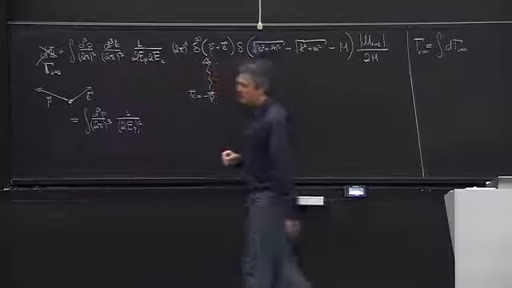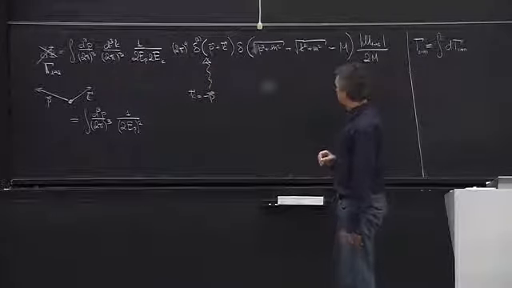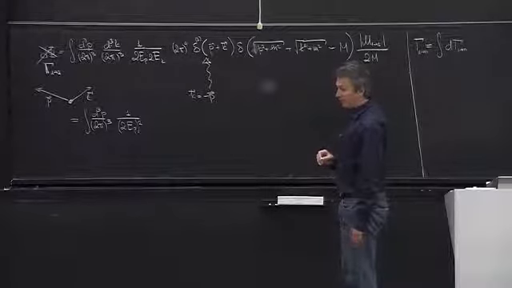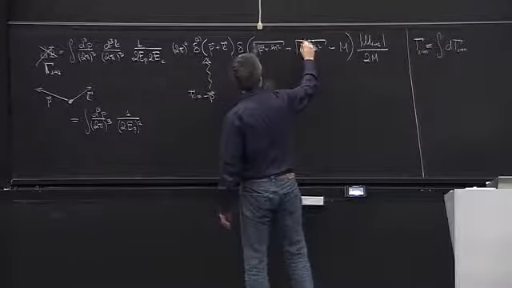Yes? In the second delta, the energy delta, the p squared and the k squared, there's some bars over them for 3 momenta? Yeah, this is 3 momenta. Thank you.